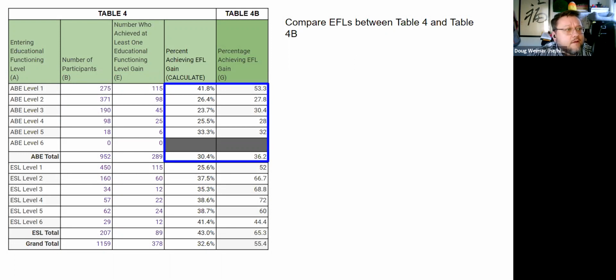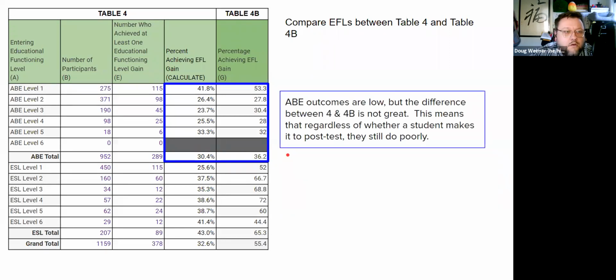So here we have the percent achieving an EFL gain for table 4. And just beside it, I put the percentage achieving an EFL gain. For ABE, we see that we have 34.4% of students making the EFL gain on table 4 and 36.2% on 4B. Okay. So I would say these outcomes are kind of low, but we're not talking about that right now. We're talking about look at the difference between the two.